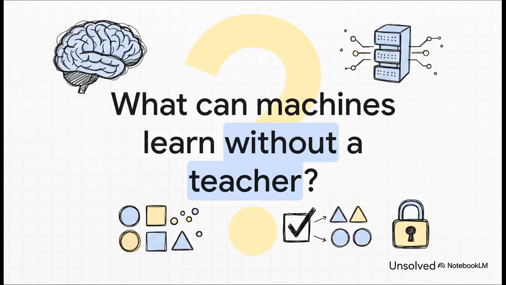And that leaves us with a really fascinating final thought, doesn't it? We've seen the incredible power of what happens when a machine learns with a teacher guiding the way. But what happens when you take the teacher away? What can a machine learn all on its own, with no labels and no answer key? Well, that is a story for another time.